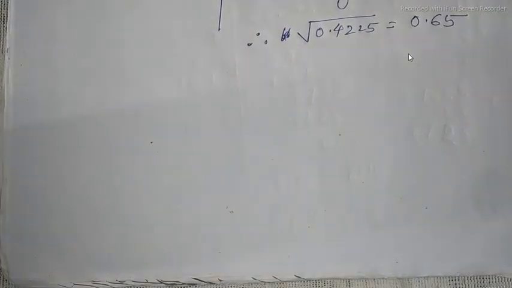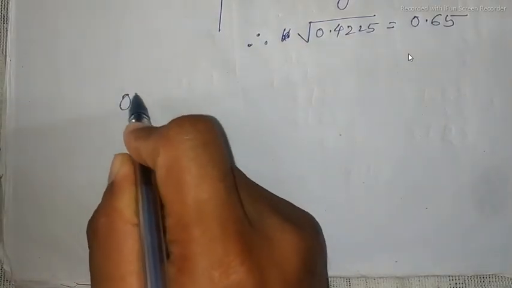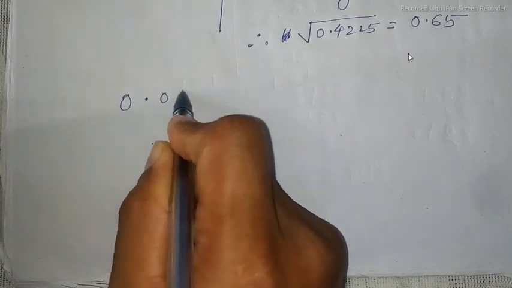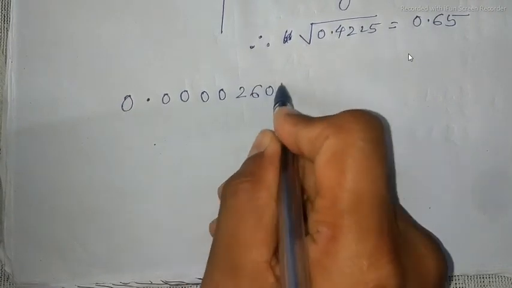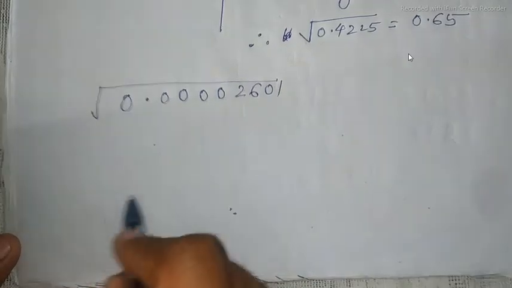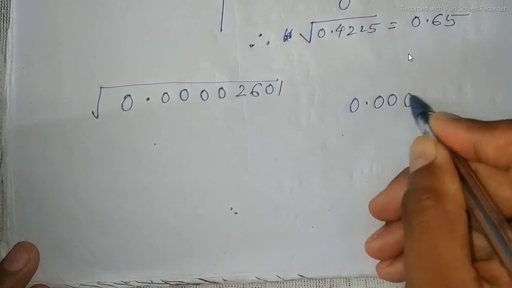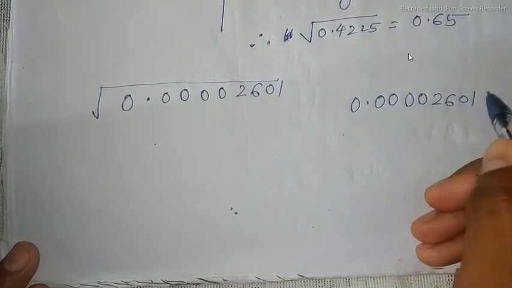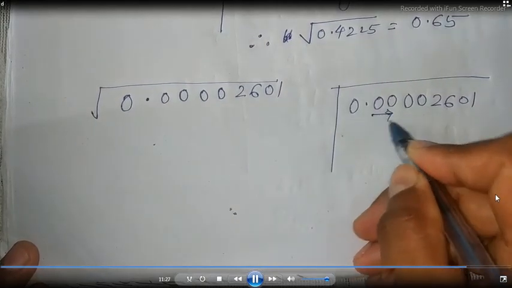So let us take another example. 0.002601. We have to find the square root of this number. Our first step is pairing in this direction.